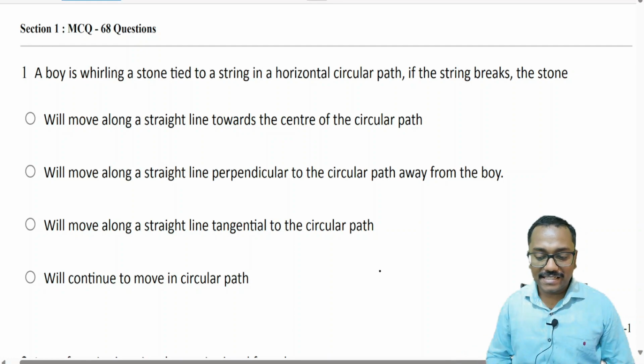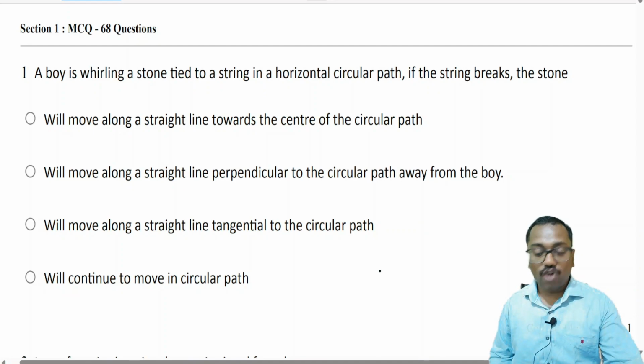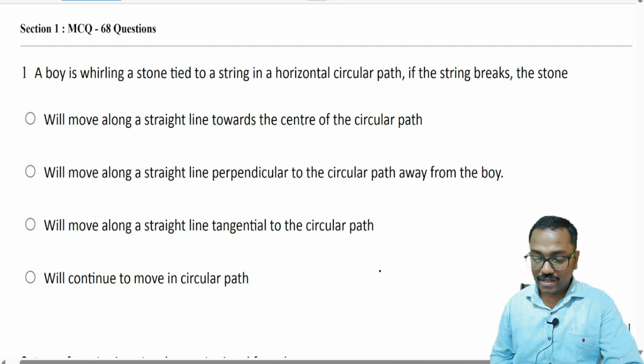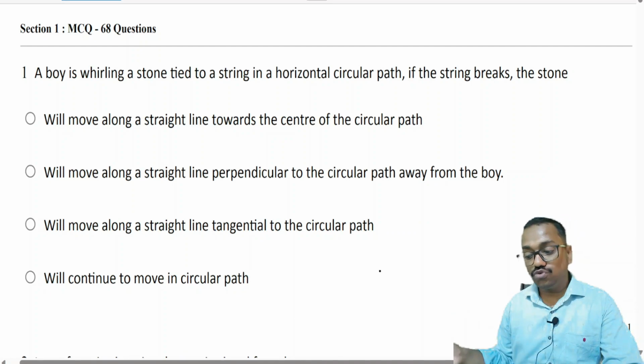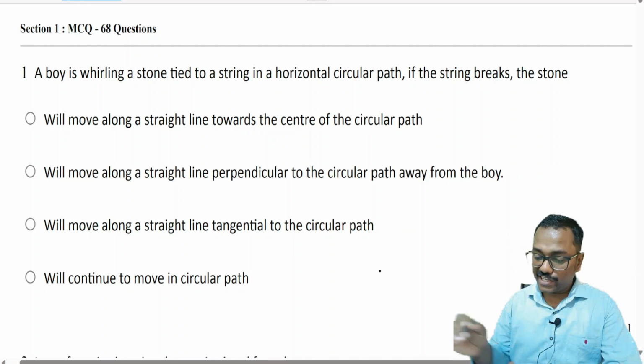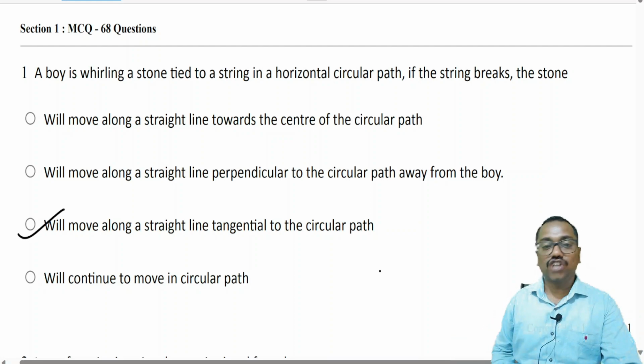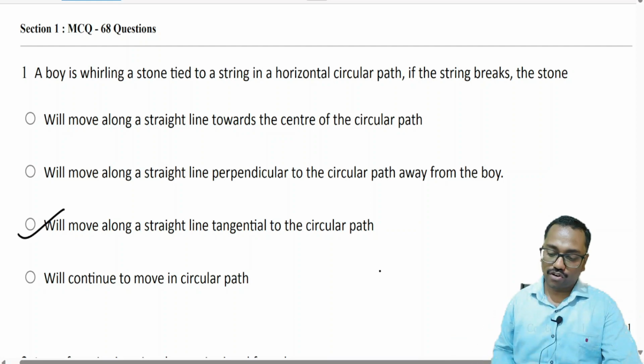First question: a boy is whirling a stone tied to a string in a horizontal circular path. If the string breaks, the stone, now the options are: will move along a straight line towards the center of the circular path; will move along a straight line perpendicular to the circular path away from the boy; will move along a straight line tangential to the circular path; and fourth, will continue to move in a circular path. So its answer is, it will always move along a straight line tangential to the circular path.